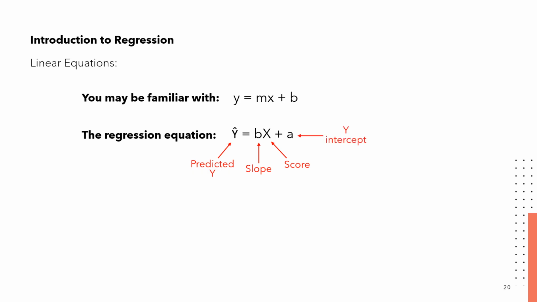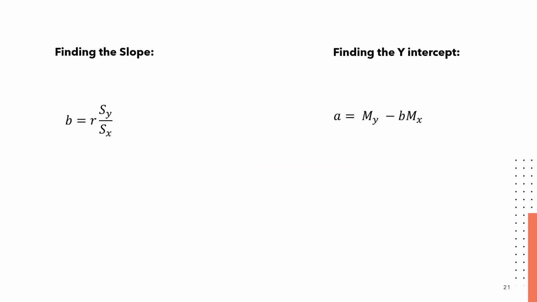A is the y-intercept, which is where the line intercepts with the y-axis. To calculate a regression, we just plug in the pieces of information into the regression equation. However, to do that, we need to know what the slope and y-intercept is.